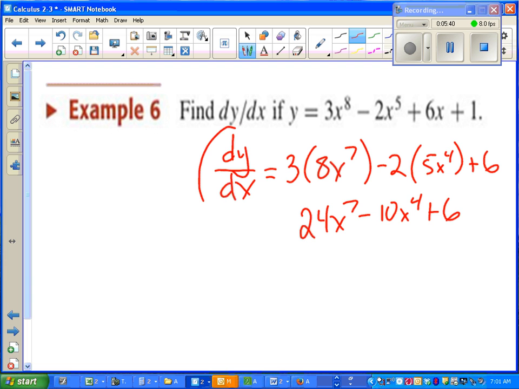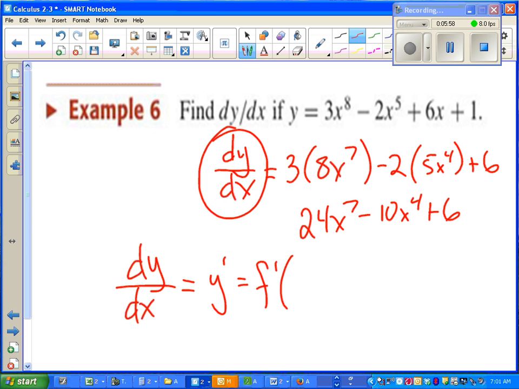That's it. One thing to point out, dy dx is just same notation, it means derivative. Other ways we can write derivative, these are all worth knowing. Some equivalent terms, dy dx is the same thing as y prime, that's y with an apostrophe, which is the same thing as f prime of x. You'll see all three of those notations throughout any math book.